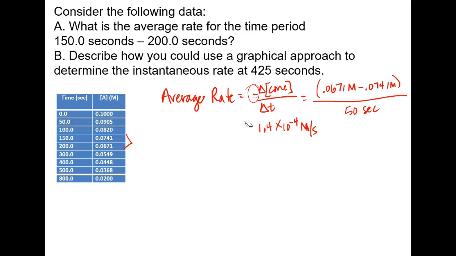Instead, we would say the average rate is negative, or we would say the rate of appearance and then make it a positive number. Again, at this stage of the game, try not to focus too much on signs, but instead on getting the number correct. So this would be your answer for letter A.